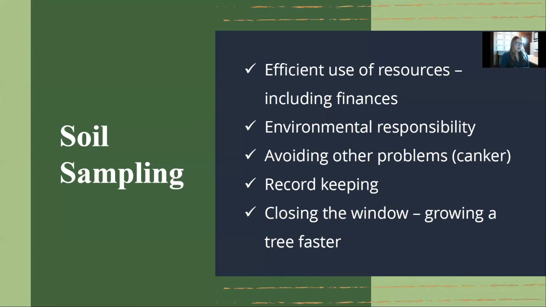And then finally, the thing that's different about Christmas trees is we have such a large window. Looking at a decade to produce a crop, there's always a desire to try to close that window. We can certainly grow a tree without any inputs or without managing soils to some degree, but it's going to take a lot longer than if we really know what's going on and try to maximize the potential by providing optimal soil conditions.